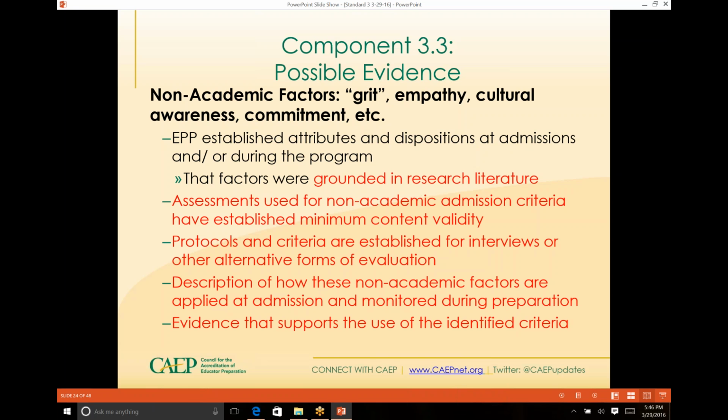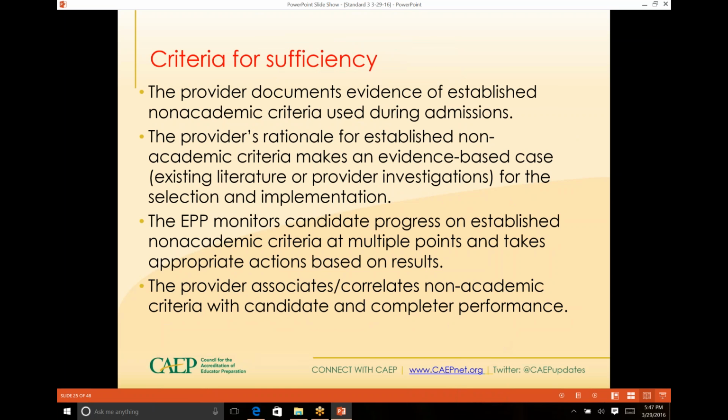And that you can provide a description of how these non-academic factors are applied at admission and how they're monitored during your preparation. And that you've got evidence that supports the use of the identified criteria. So not only do you have these criteria, and here's how you screen for them and here's how you use them throughout their programs, but also here's how you are using these identified criteria and improving.